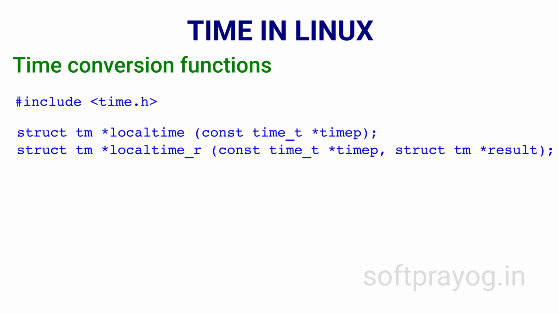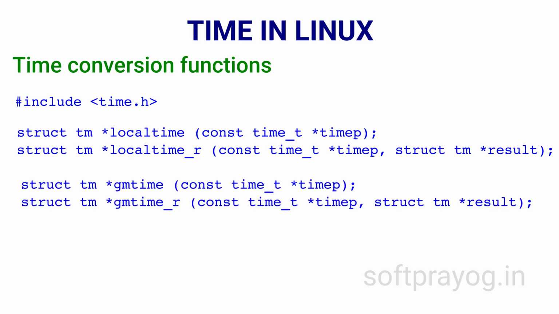And there are conversion functions. localtime converts time_t to the local broken-down time. It returns a pointer to struct tm, with the pointed location having the local broken-down time. localtime_r does the same, but as an additional parameter, you have to pass a pointer to the struct tm, and the results are also copied in the location pointed to by this pointer.